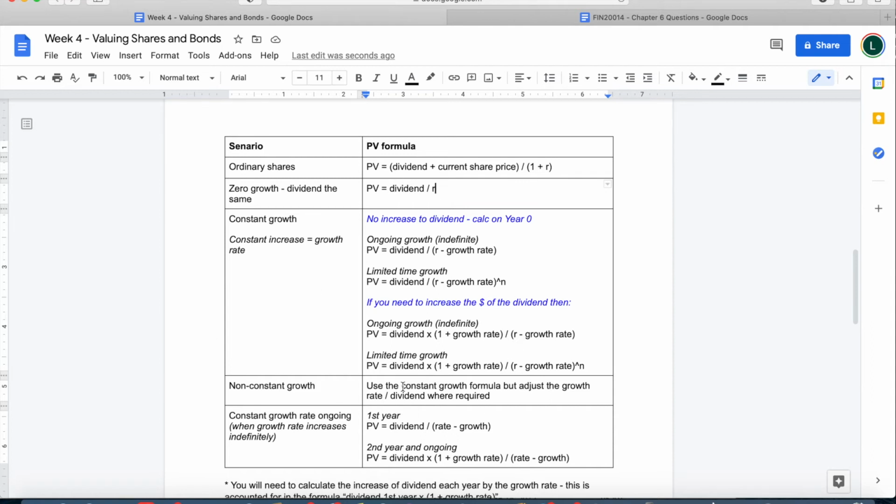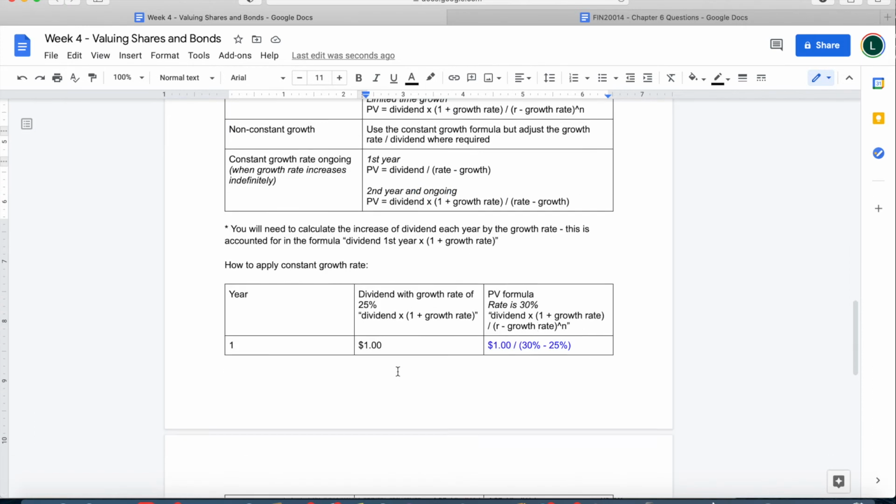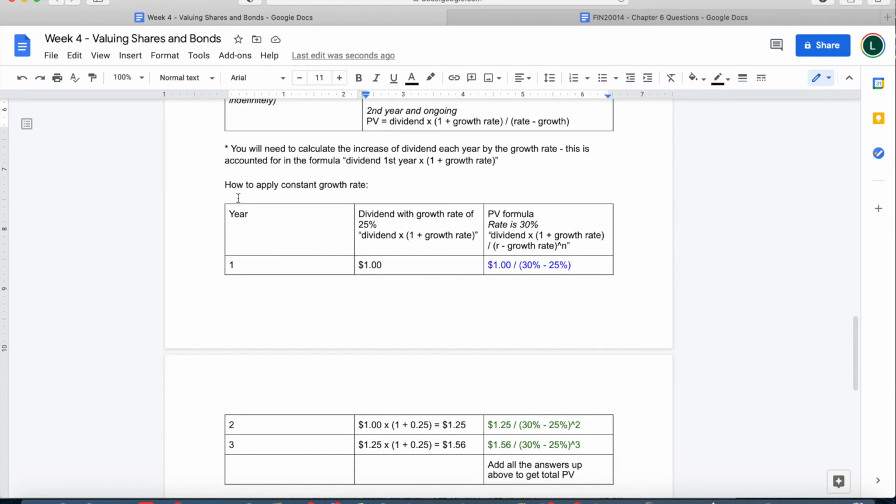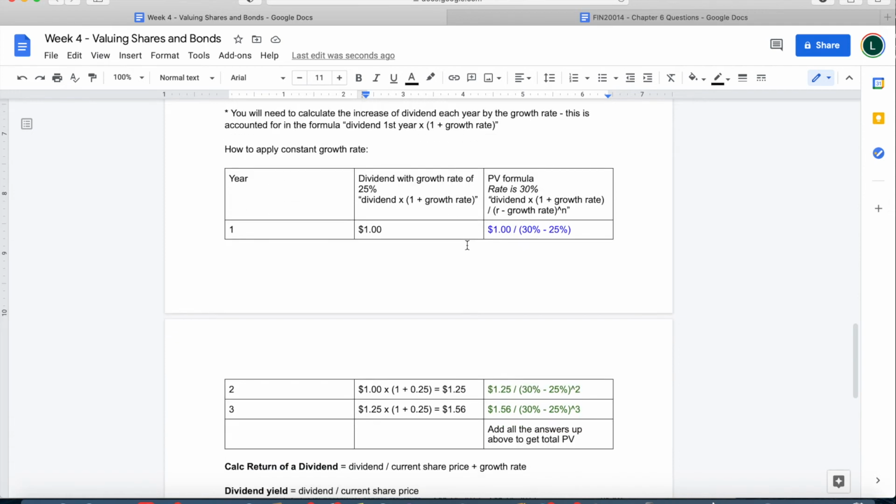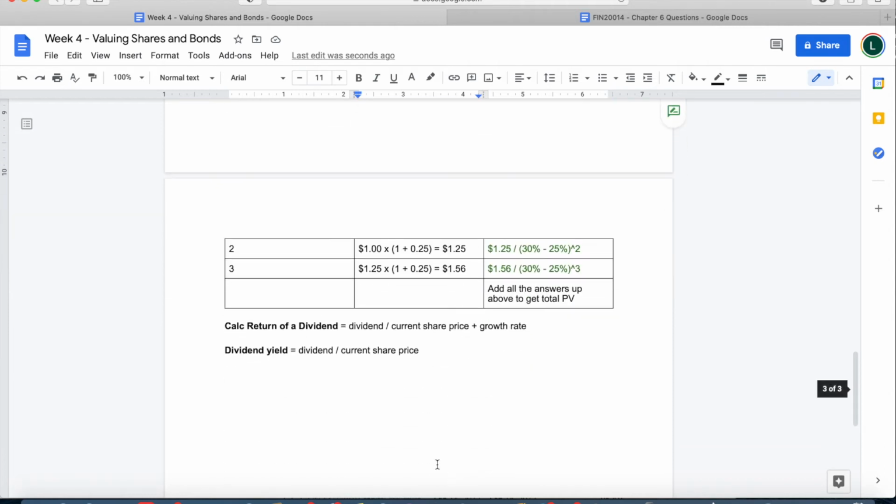Obviously in your exam, you're not allowed to bring this in, you need to know it, but you can kind of see how all the formulas are very similar. Through practice you'll get a really clear understanding of how and when to apply it all. So hopefully that helps a lot. Just down here, I've shown you a quick table on how to apply the constant growth rate. That might assist you in understanding when to calculate the PVs at different years. I've also included down here calculating return on dividend and the dividend yield calculation.